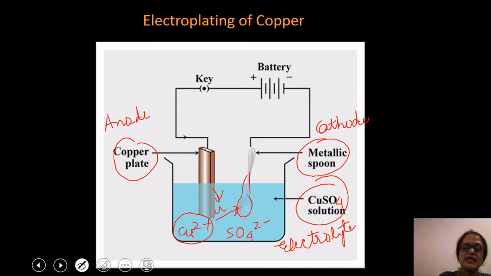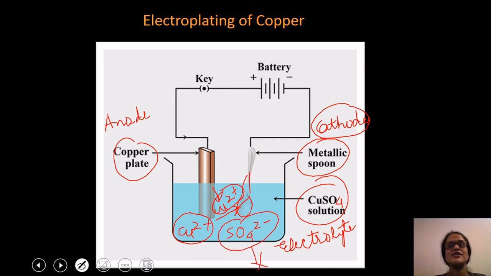So you can see here, copper ion from the solution is getting deposited at cathode, but at the same time, equivalent amount of copper from the copper plate in the form of copper ion is dissolved in the solution. So this is the process of electroplating, and there is no role of sulfate ion in the process of electroplating. Sulfate ions don't take part in the process of electroplating.